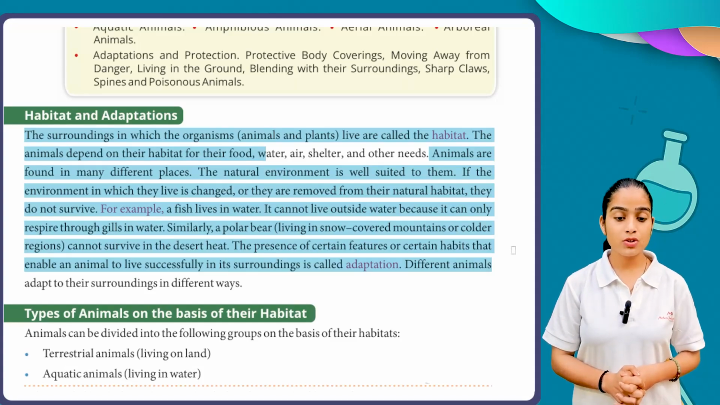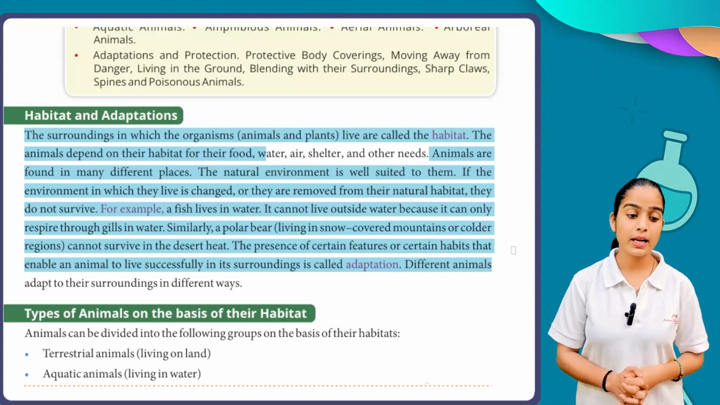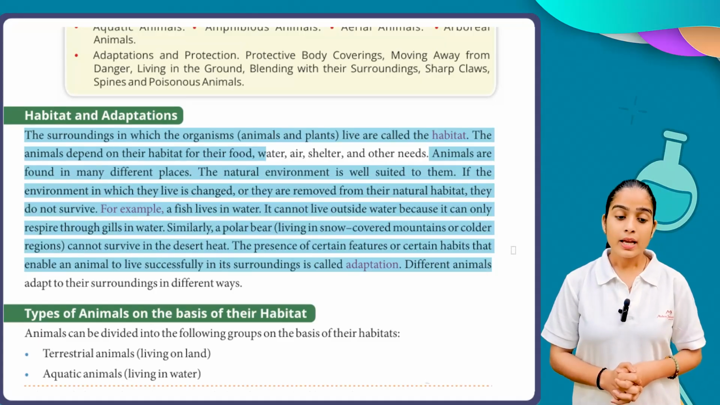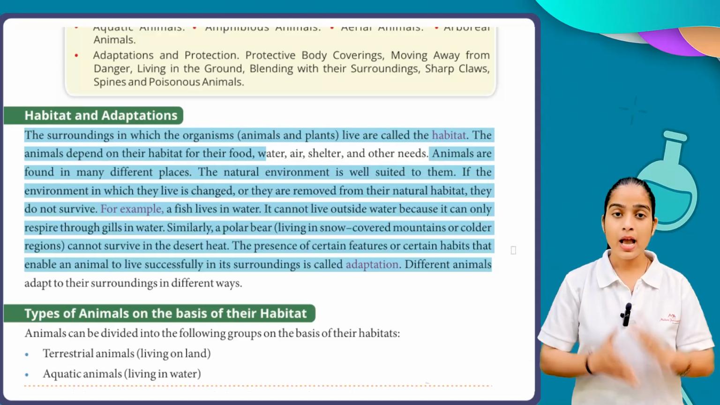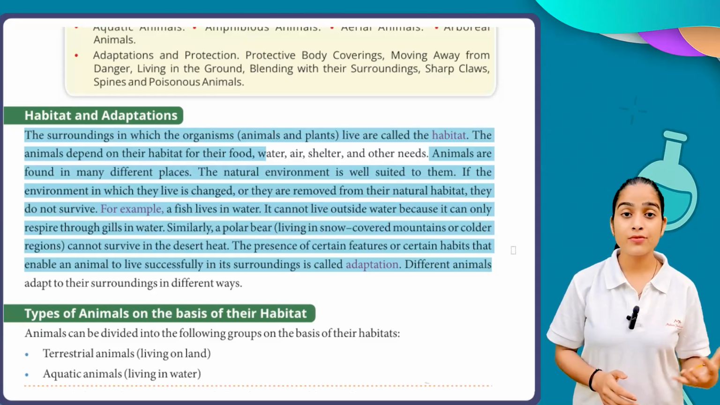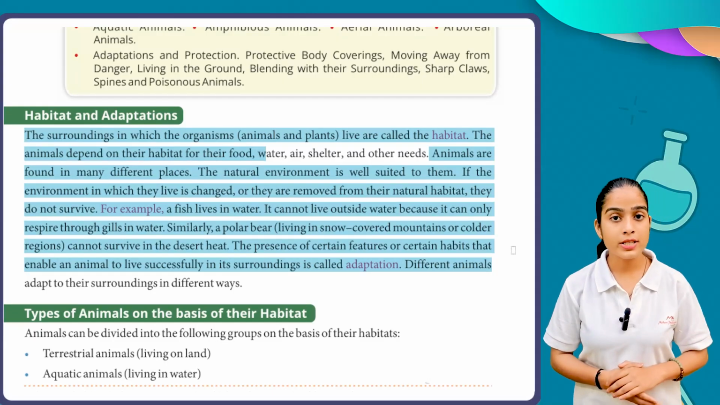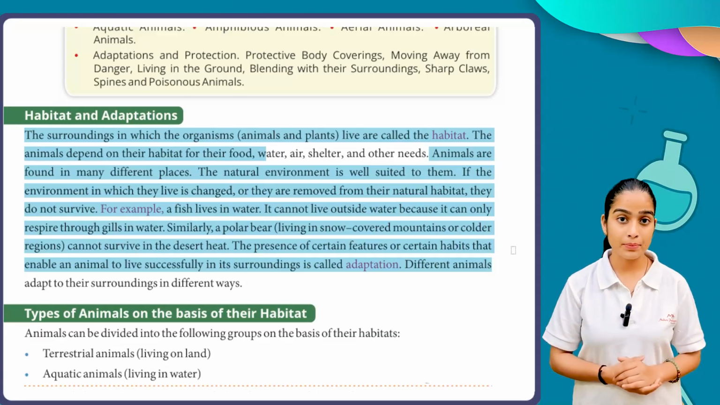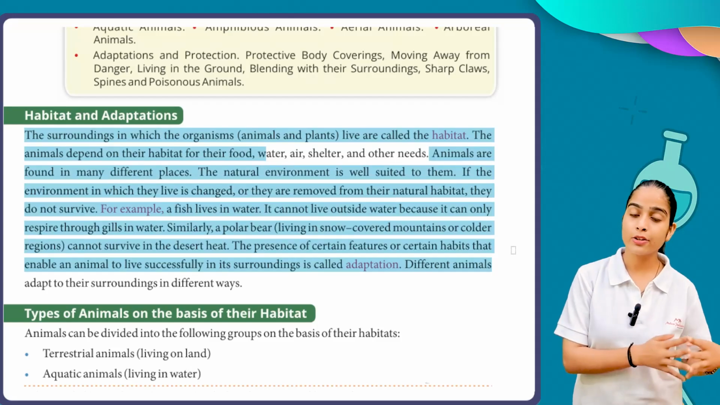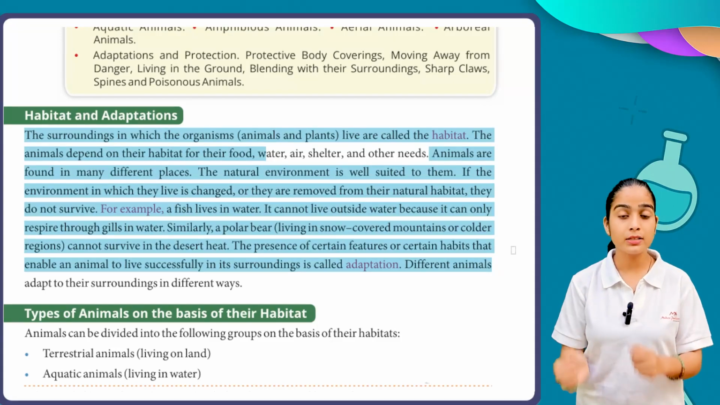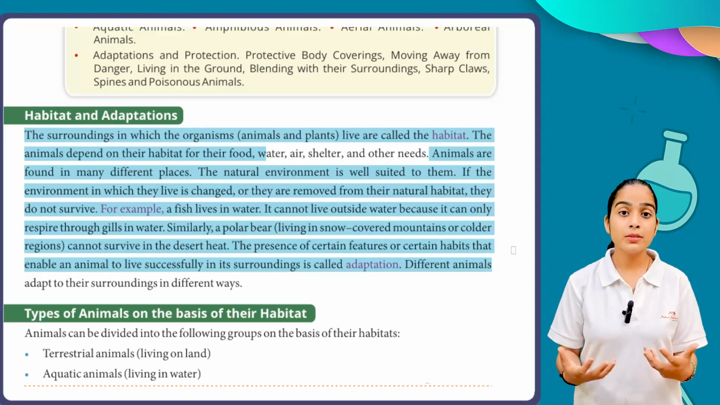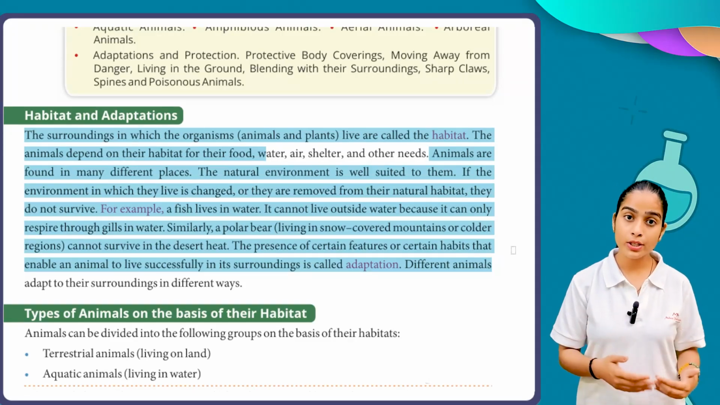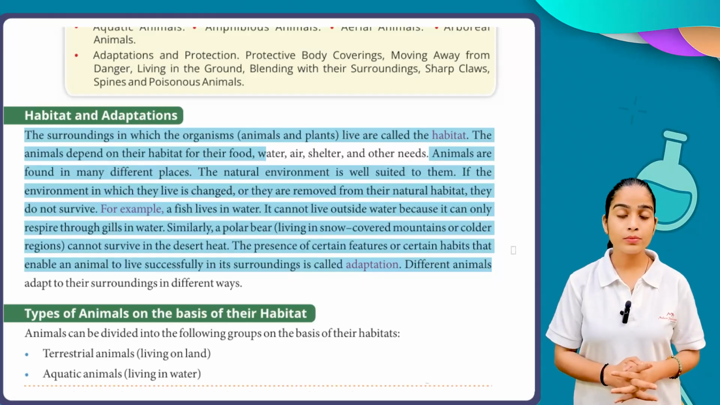The presence of certain features or certain habits that enable an animal to live successfully in its surroundings is called adaptation. Different animals adapt to their surroundings in different ways. What we understand here is that habitat is equal to your home. If animals are removed from their habitat, from their home, they will not survive for a single minute. For example, a fish's habitat is inside the water. If we take the fish outside the water, what will result is that it cannot breathe, because it breathes with the help of its gills inside the water. So what we understand here is that without their habitat they cannot survive.